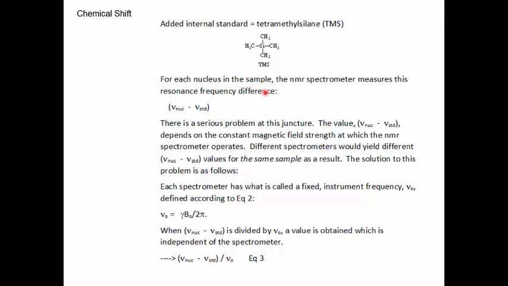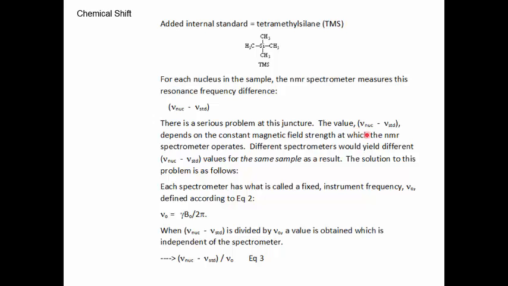This compound has been chosen as a reference standard in NMR because the resonance frequencies of its nuclei are lower than the resonance frequencies of the nuclei in the atoms of organic compounds. For each nucleus in the sample, the NMR spectrometer measures the resonance frequency difference, given by this expression, nu nucleus minus nu standard. All right. However, there's still a problem that has to be resolved.